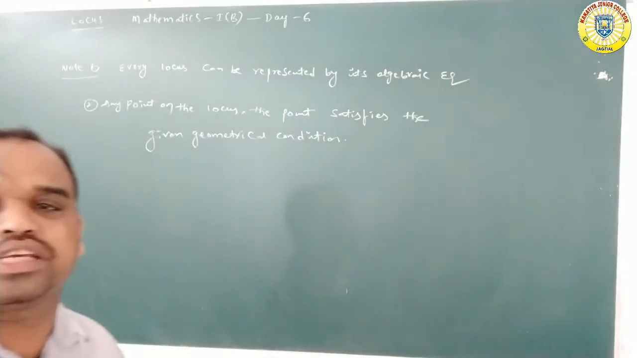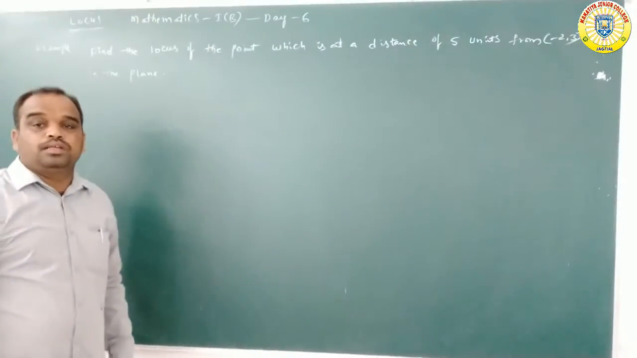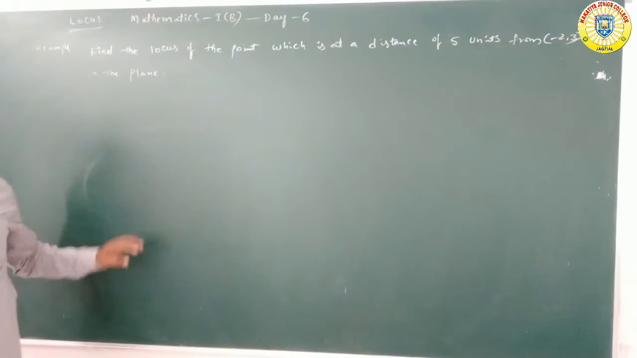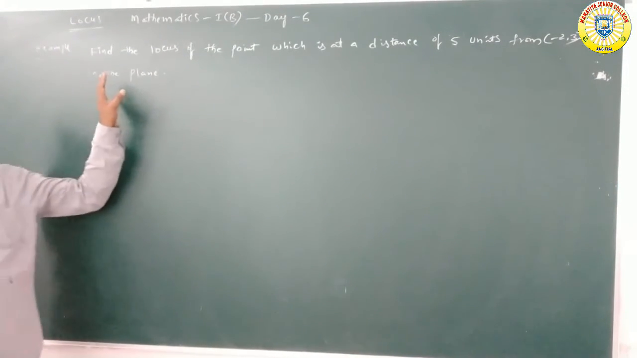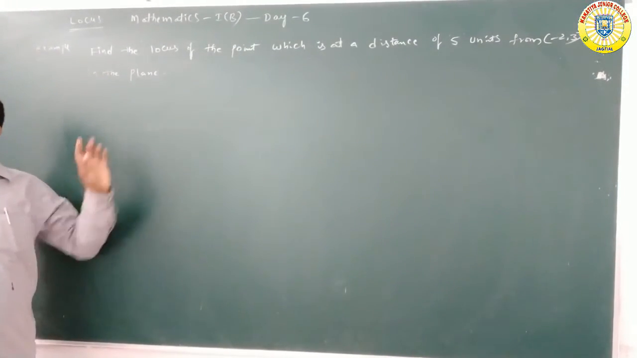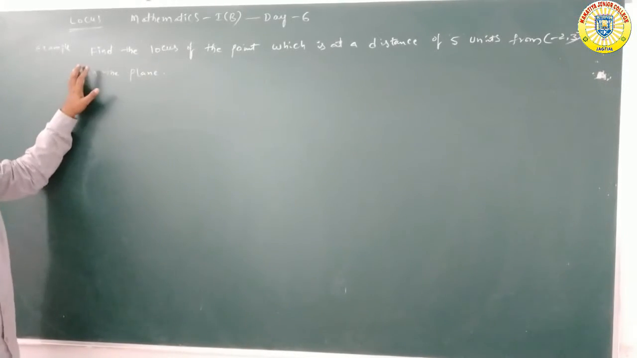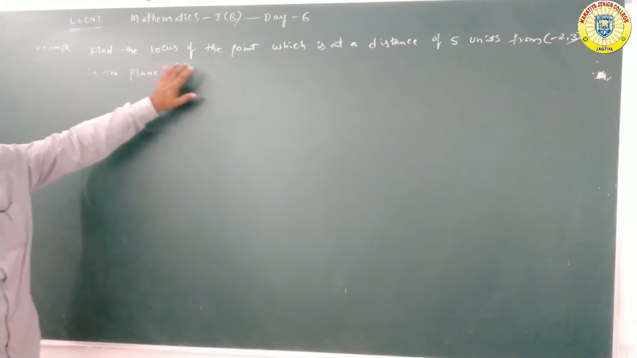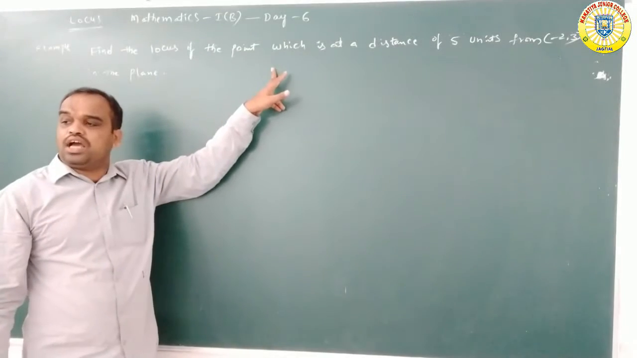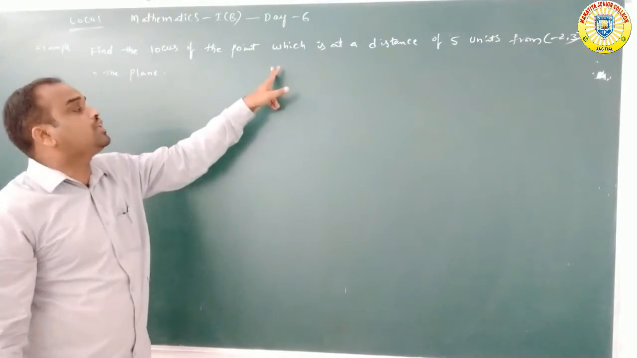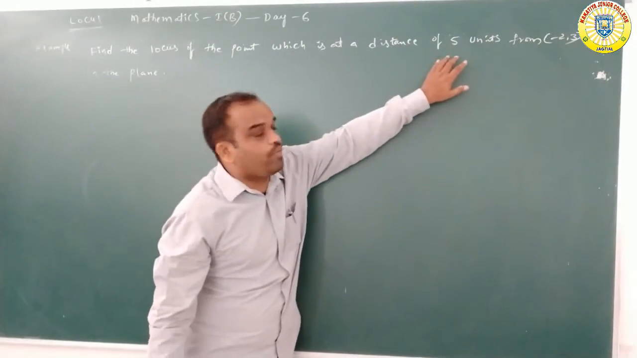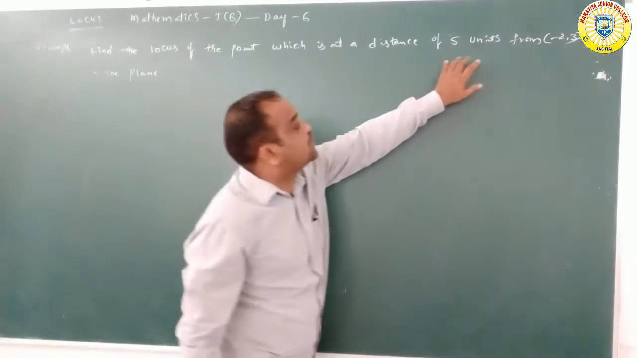Now we are starting the exercise. See the question. I am giving an example for locus. Find the locus of the point which is at a distance of how many units? 5 units. From which point?